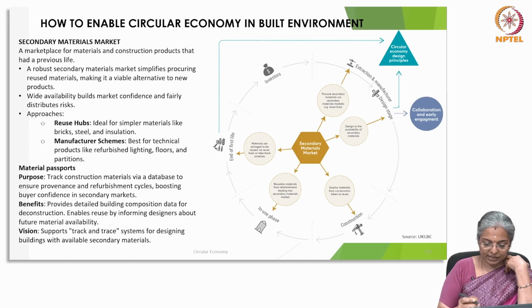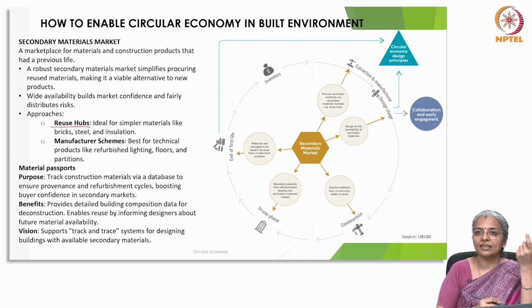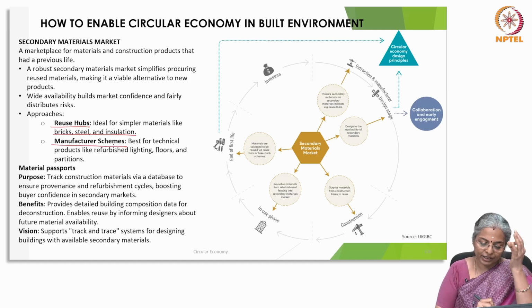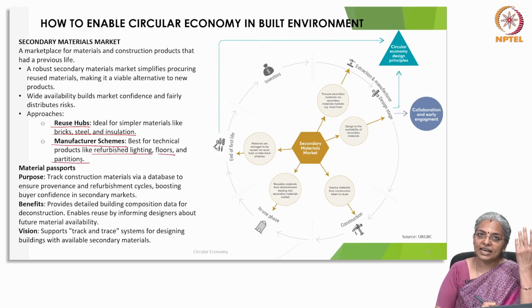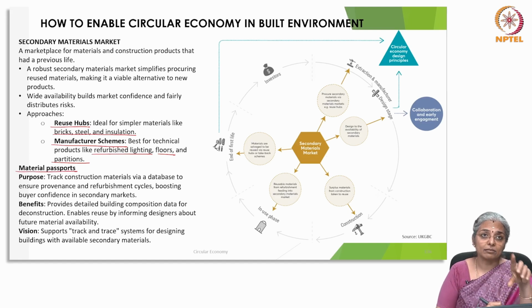What are the approaches? First, we can have reuse hubs. This can be for smaller or simpler materials like brick, steel, and insulation. Then we can have manufacturer schemes. This is best for technical products like refurbished lighting, floors, and partitions. And as I have already been telling you, we should also have a materials passport. We'll look at this in slightly greater detail later.